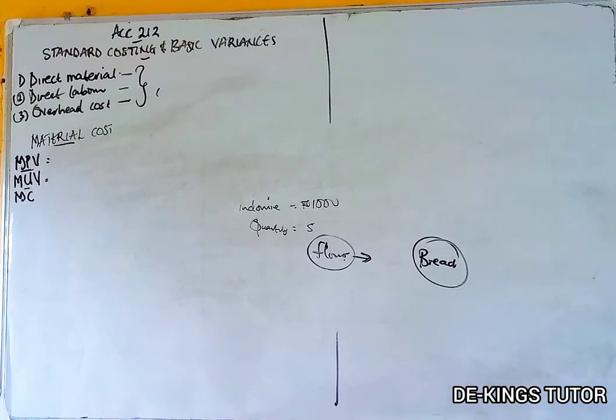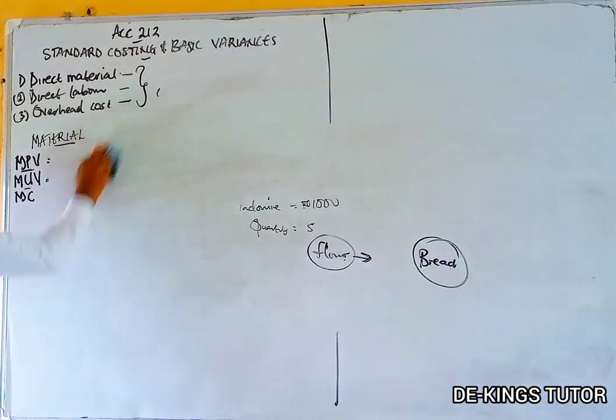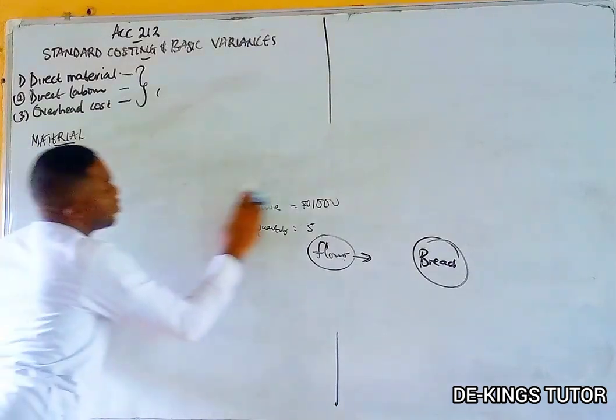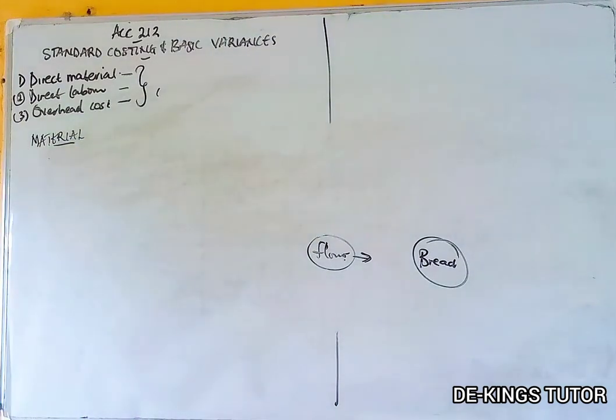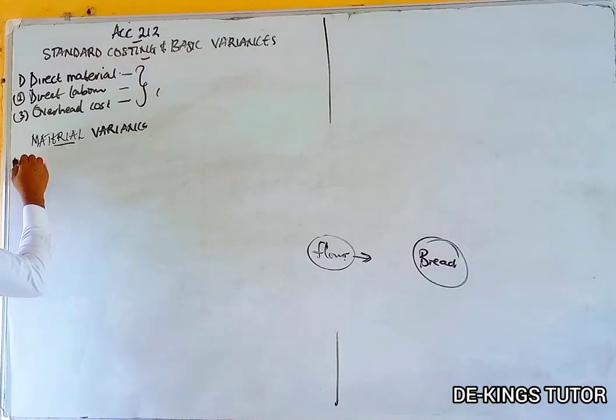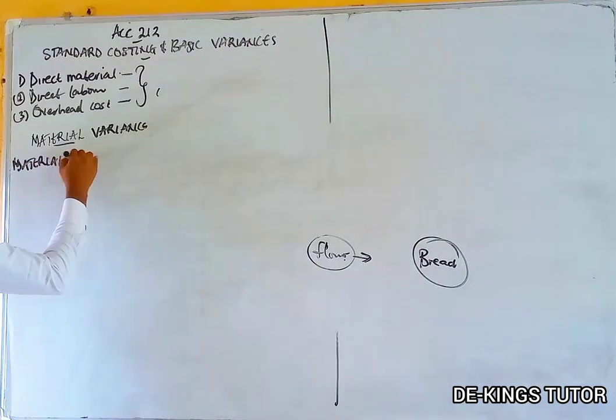Now, the calculation of variances using the formula. They are A, the material, B, labor, and C, the factory overhead. And the first one is the material variance. And let's get the material cost.